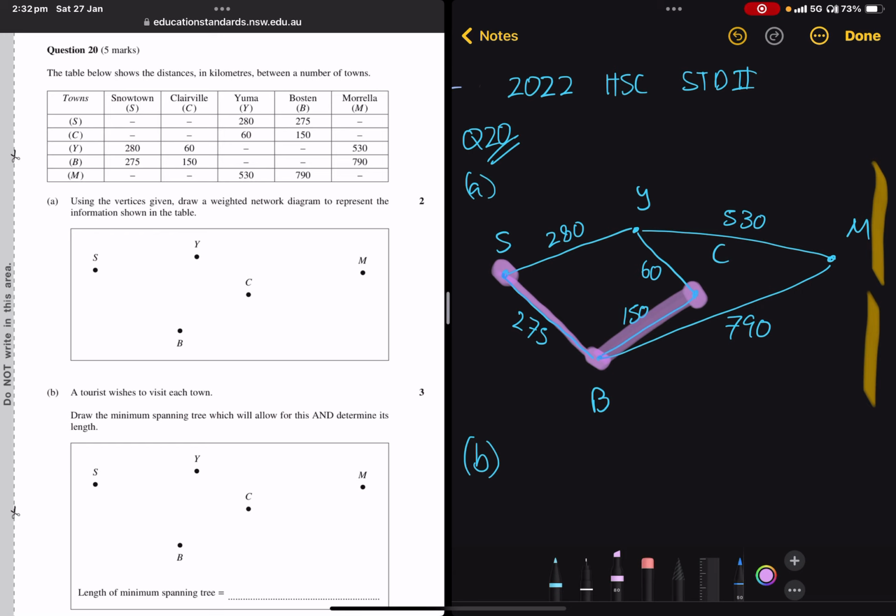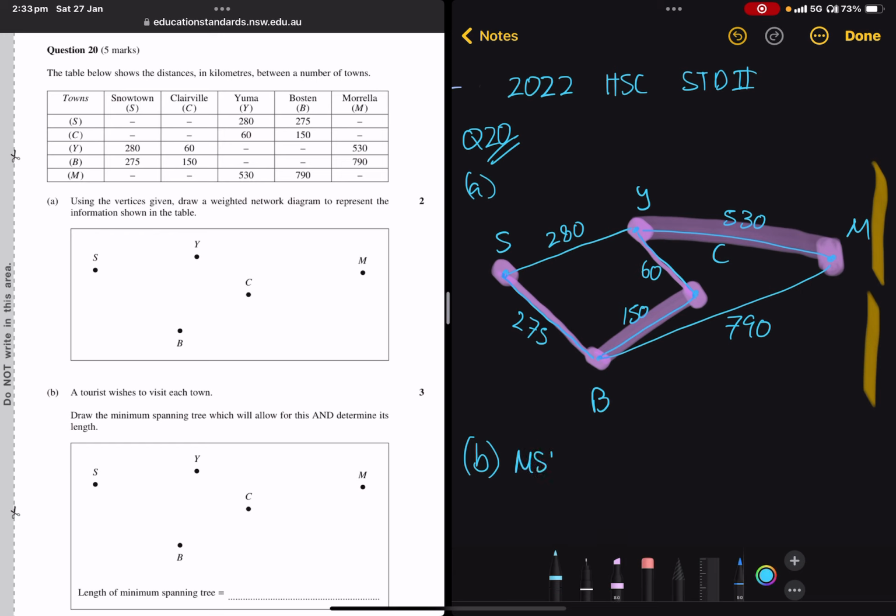I can then go from S to Y, which is 280, from C to Y, which is 60, or from B to M, which is 790. The shortest of those is C to Y, which will take us up to here. We can no longer travel along this 280 because it would close our little path. So this is no longer possible. So now we can either go from B to M, which is 790, or from Y to M, which is 530. The shorter of those is from Y to M. And this is our minimum spanning tree.